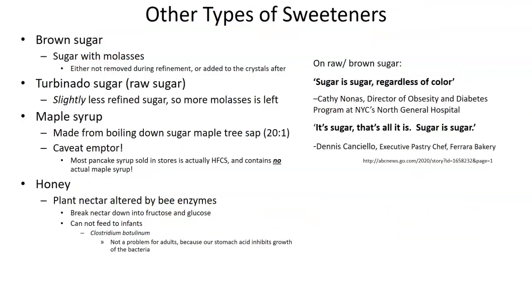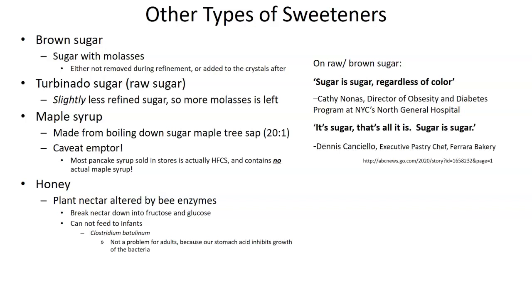Now, you might say to yourself, don't worry, I consume brown sugar. That's better for me because it's natural, right? No, not really. Brown sugar is just sugar with molasses added to it. It's sugar on sugar. They sometimes sell raw sugar. It's slightly less refined, but the only real difference is it's got more molasses in it. It is still a refined sugar process.